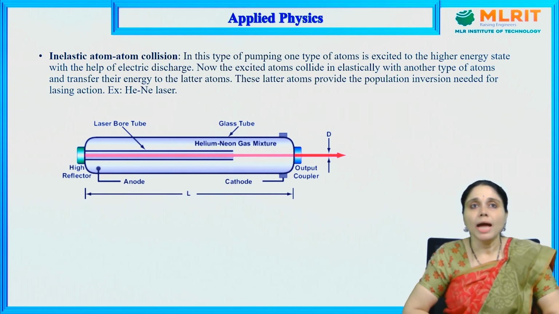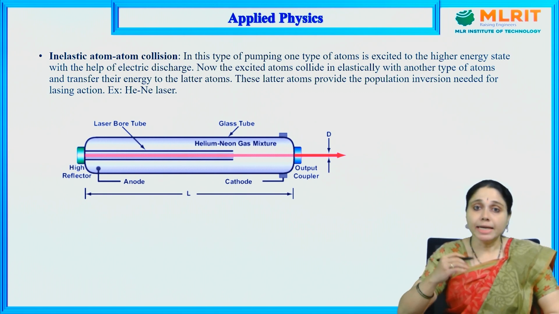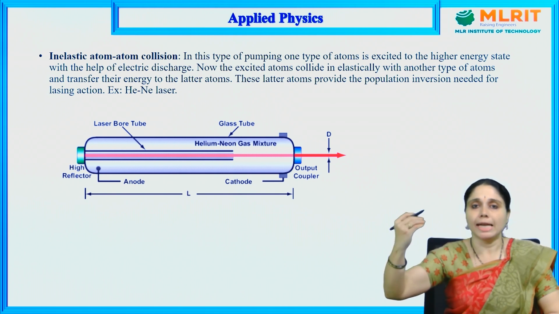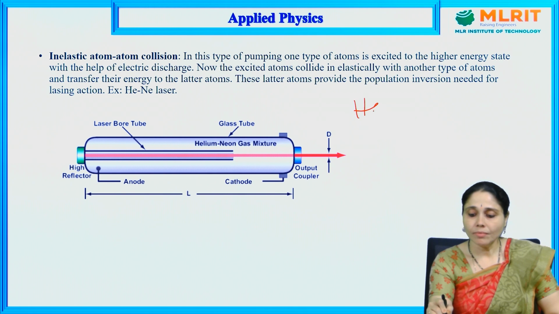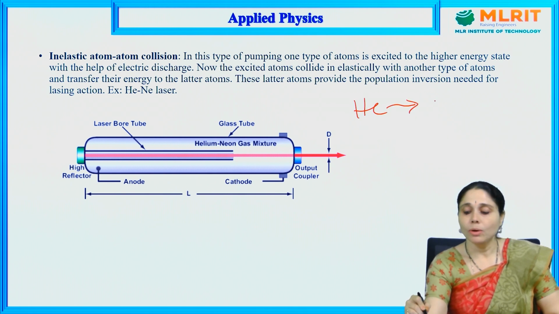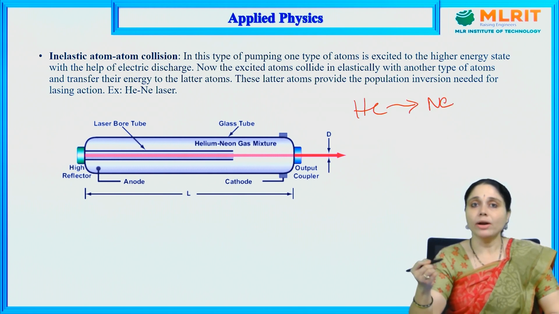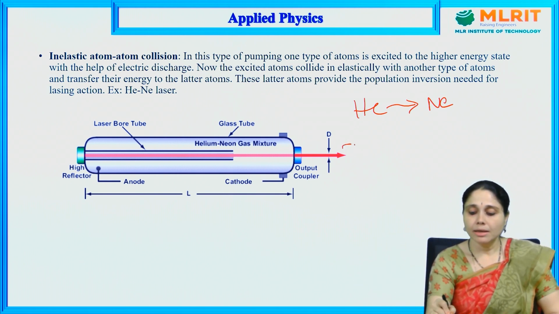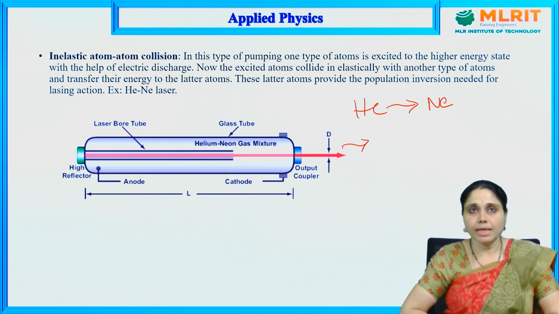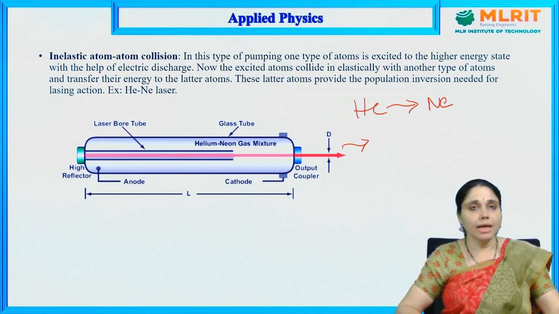Next, coming to the inelastic atom-atom collision. This is also another type of electric discharge method, where the atoms are excited and the excited atoms collide with one another in the higher energy states. For example, helium and neon. In the helium-neon laser, the helium atoms give energy to the neon atoms, and the neon atoms de-excite to the ground state by giving laser light. This is a continuous laser. These atoms provide the population inversion needed for the lasing action. So this is the helium neon laser.